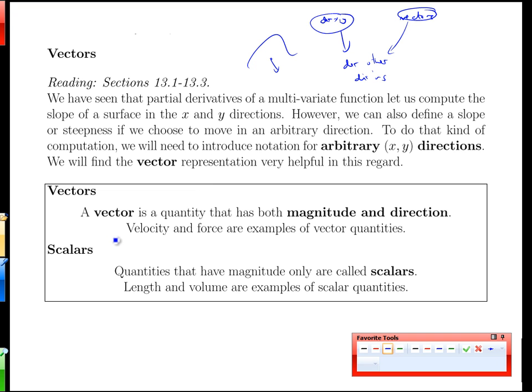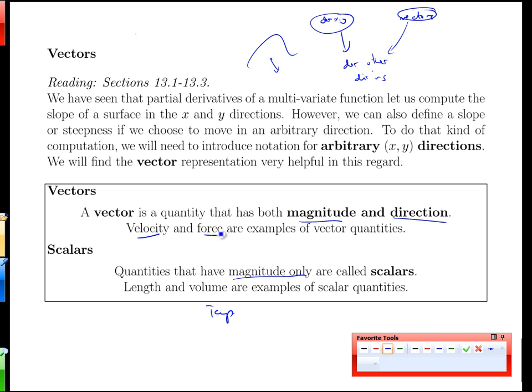All right, a vector. Definition. A vector is a quantity that has both a magnitude and a direction. What distinguishes that from other values we've seen up till now is that if you have magnitude only, then that's something called a scalar. And length, volume, temperature would be scalar quantities. There's things that you measure, and it's 30 degrees and you're done.